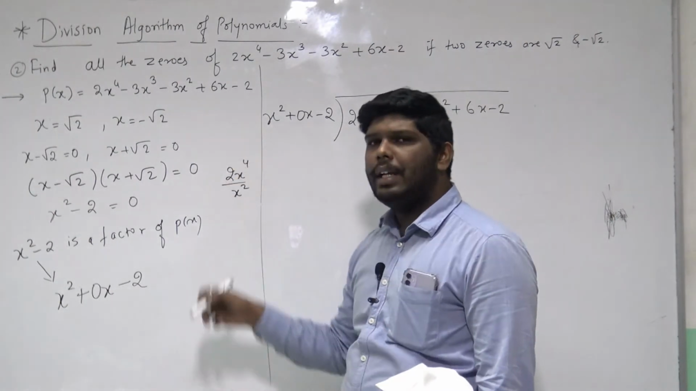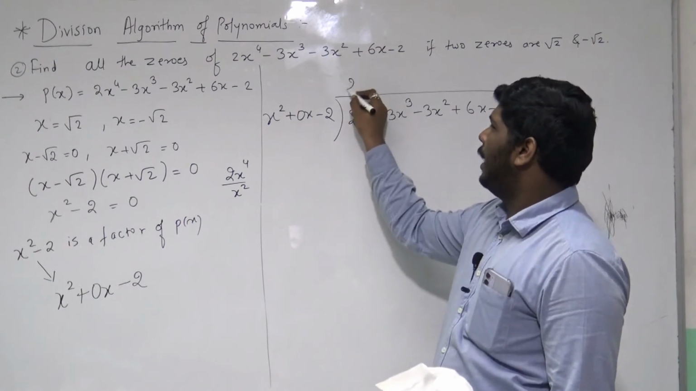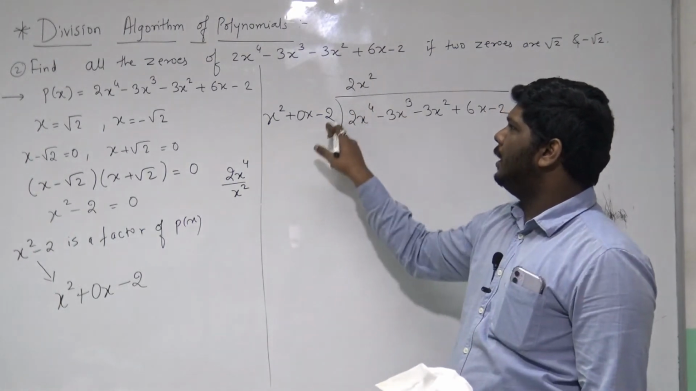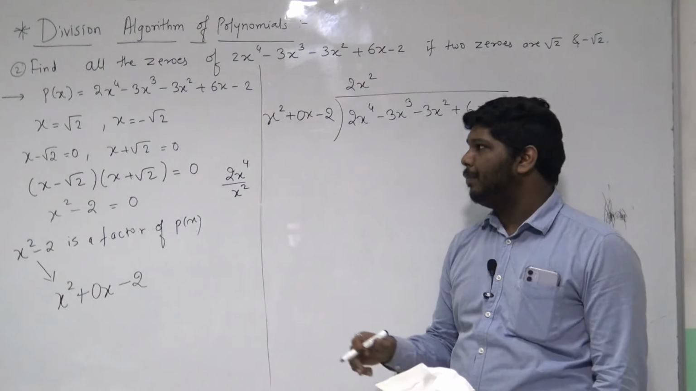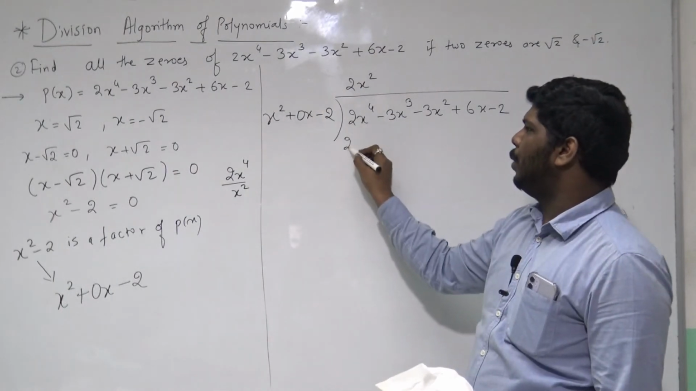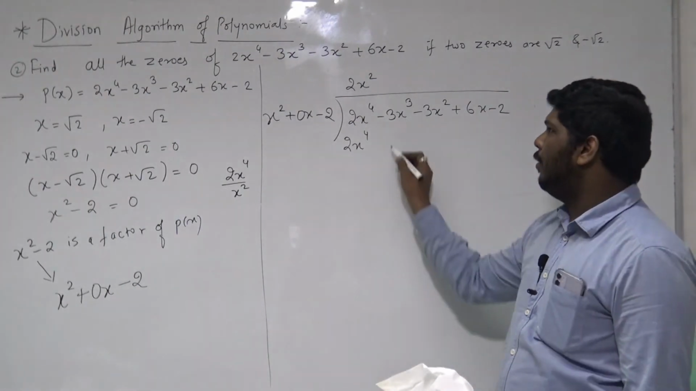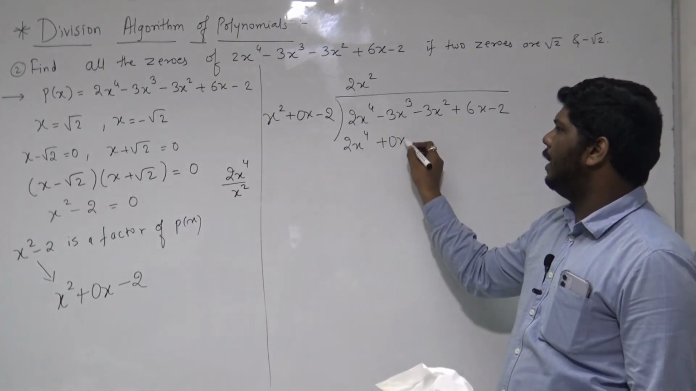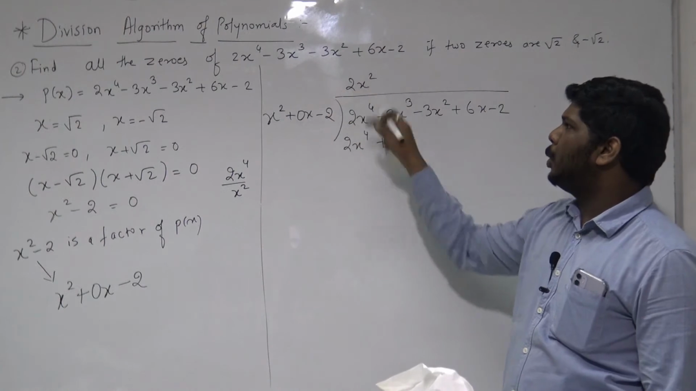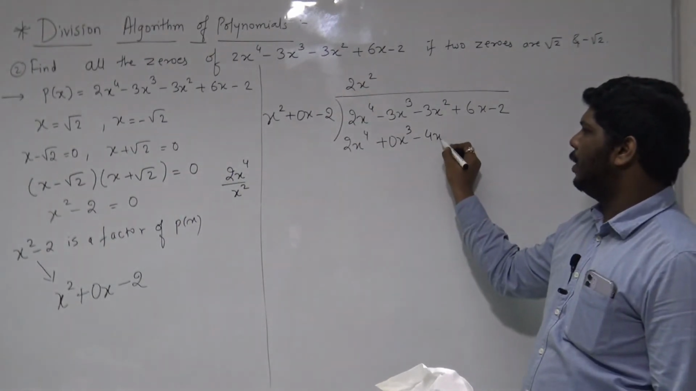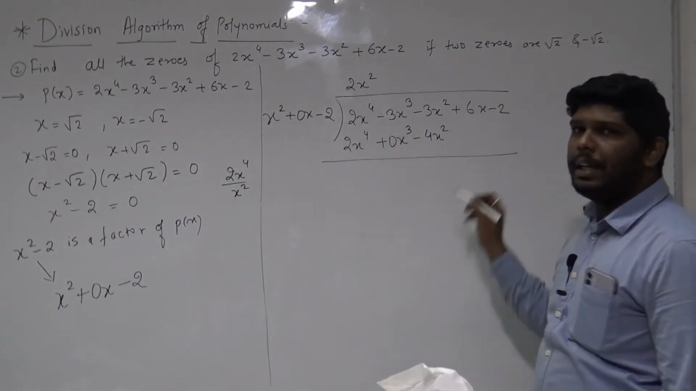If you divide it, can I say you will get 2x square, right? So that we will write here. Then all the three terms will be multiplied with 2x square. So x square into 2x square is 2x raised to 4. 0x into 2x square will give you 0x cube. So we can write here 0x cube, and minus 2 into 2x square will give me minus 4x square.